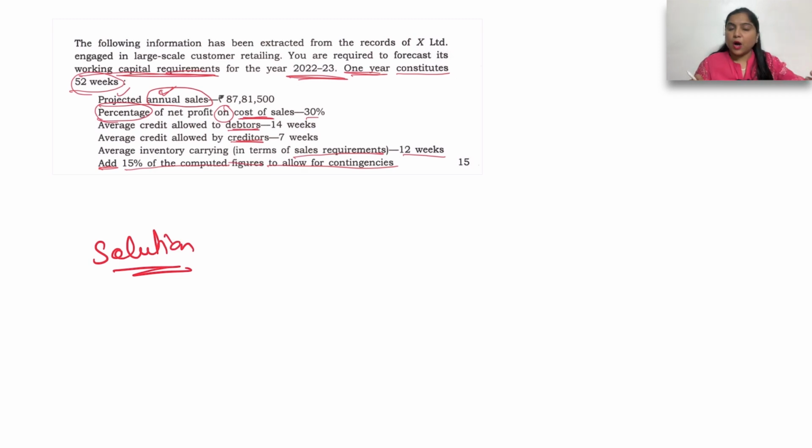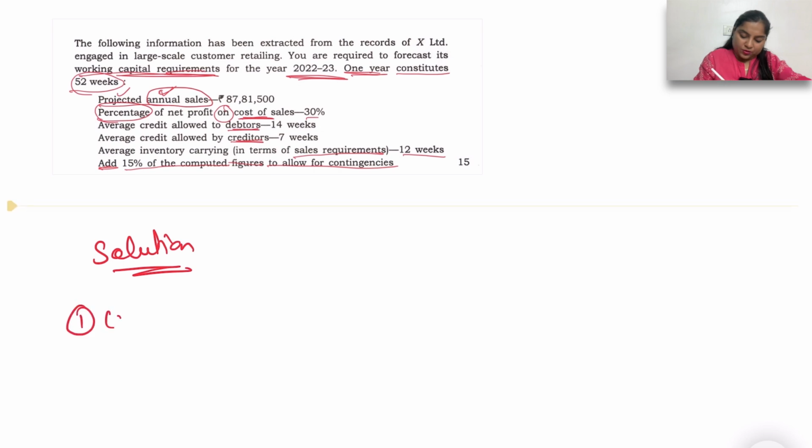So now you may think how to start. The first question a student may come across is how to start these kinds of questions. So we have the cost of sales percentage, that is 30%, and we have the sales value, 87 lakh 81,500. So we can start from here. I hope you can connect the dots. It's very important to understand from where to start the particular question. You have to practice that. With this session I can make you confident enough to find out very easily how to start.